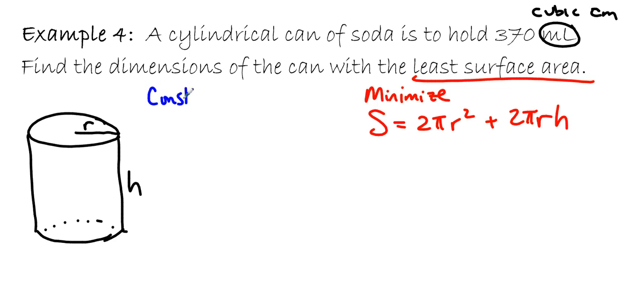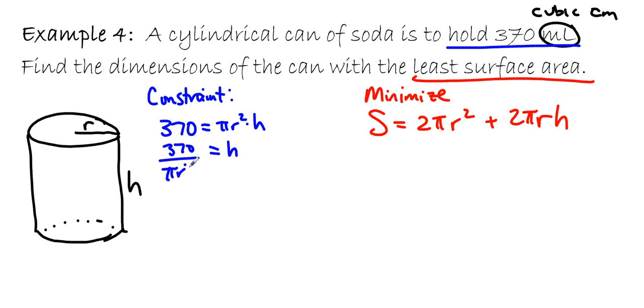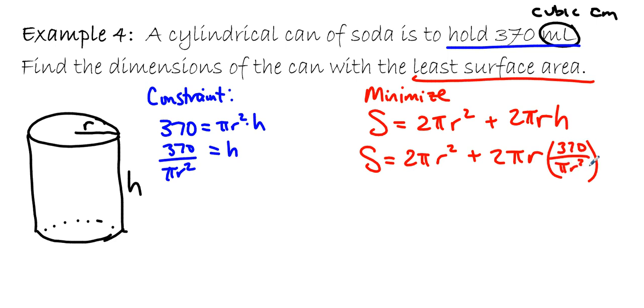Here we do have a constraint. And the constraint is that the volume has to be 370. How do we find volume? It's pi r squared times the height. So if I'm looking to eliminate that h, it's doable. So the surface area is 2 pi r squared plus 2 pi r h. So the surface area is 2 pi r squared plus 740 over r.